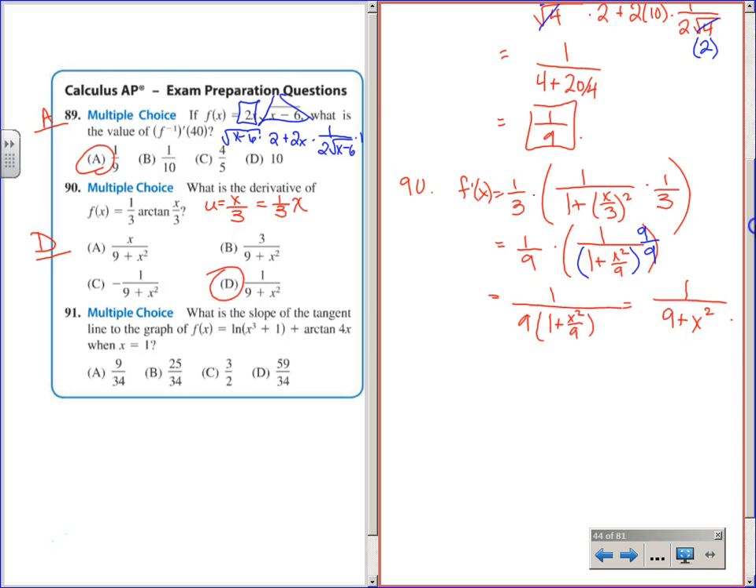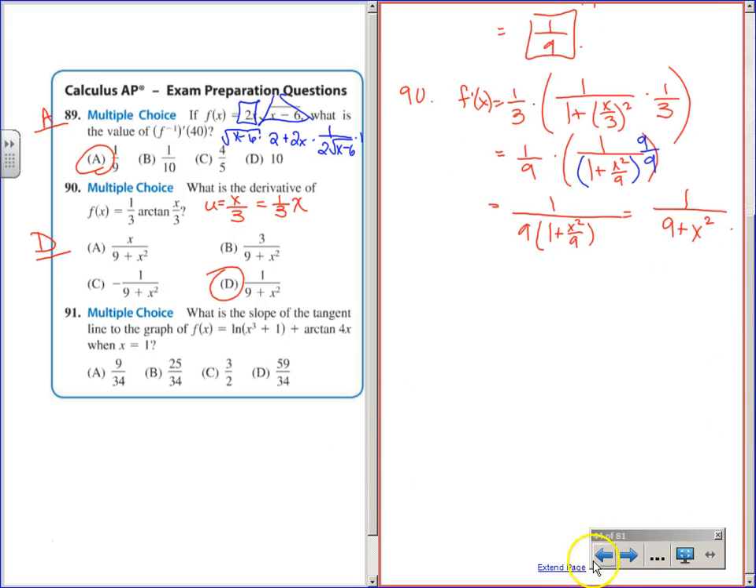Number 91. What is the slope of the tangent line? What are we supposed to do? Slope of the tangent line just means, oh. So I just take the derivative and I plug in. Yeah. So then derivative real fast for number 91. How do I take the derivative of what rule is this? Chain rule, and then ln of u. Good. Those are the rules I wanted you to think of.